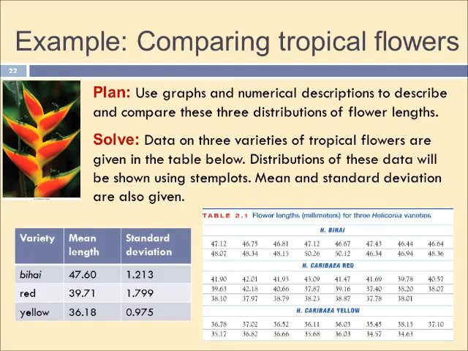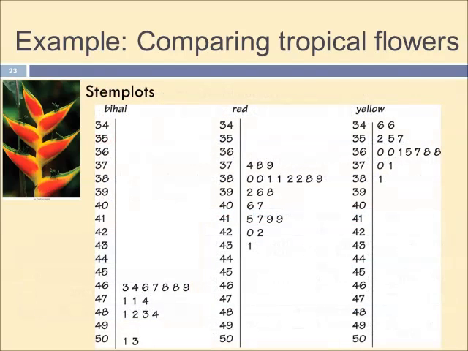So we collect data on 3 varieties of tropical flowers. These are given in the table below. Distributions of these data will be shown using stem plots. The mean and the standard deviation are also given here. Notice we can actually compare at this time and say, well, the Bihai variety seems to have a much higher mean length than the other 2. But it would be simplistic at this point to draw a conclusion just by comparing the numbers. There's more to it. So let's look at the stem plots of the 3 varieties.